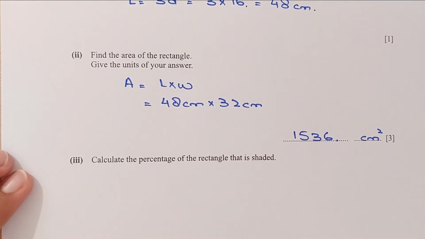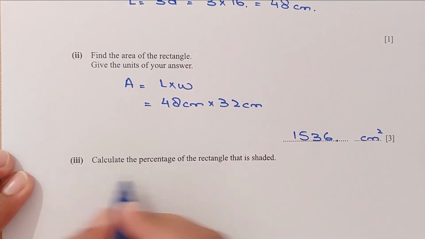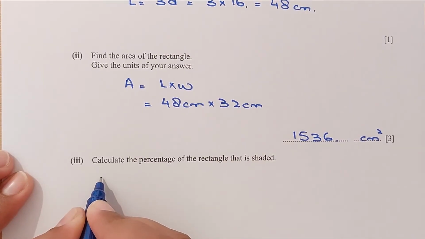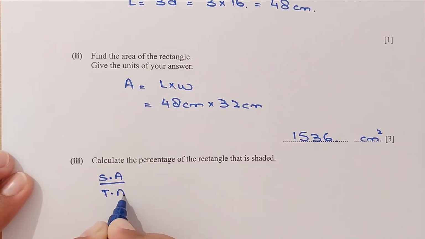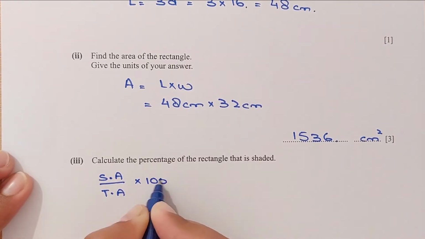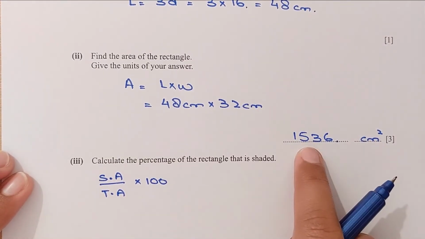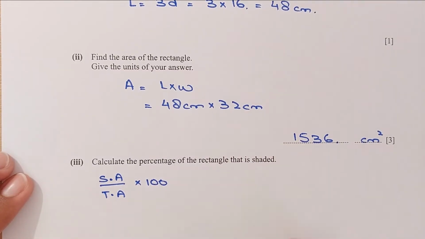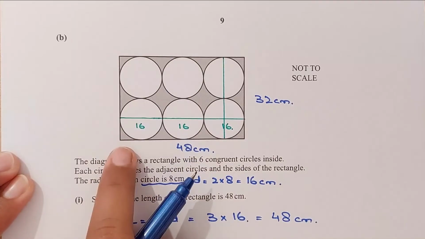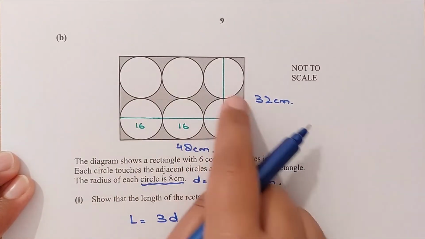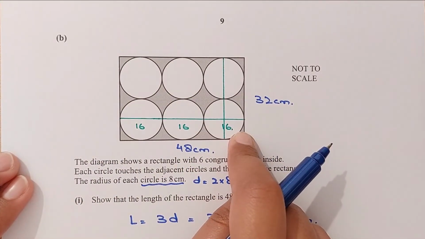Now for part 3, calculate the percentage of the rectangle that is shaded. For the percentage that is shaded, we have to find the shaded area divided by the total area, multiplied by 100, right? As we know the total area is 1536, let me find the shaded area. From the total area, we have to subtract the area of 6 circles, because the 6 circles are not shaded.